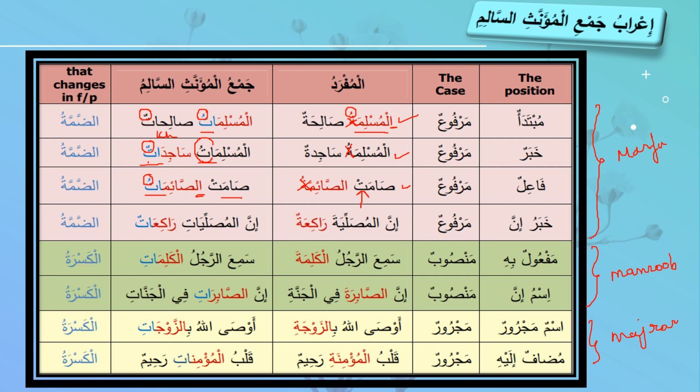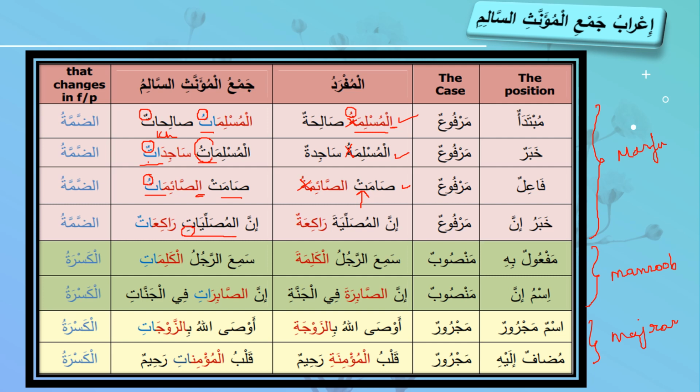So innal musalliyata, musalliyata raki'atun. So indeed the musalliyata, musalliya means the one who prays. Raki'atun means the one who prostrates. So she is the one who prostrates. Innal musalliyati, as you know, it's in mansub case, so it has been recognized by the kasra.